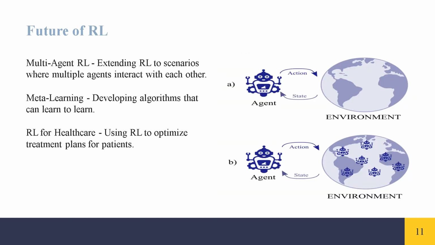Multi-agent RL: extending RL to scenarios where multiple agents interact with each other. Meta-learning: developing algorithms that can learn to learn. RL for healthcare: using RL to optimize treatment plans for patients.